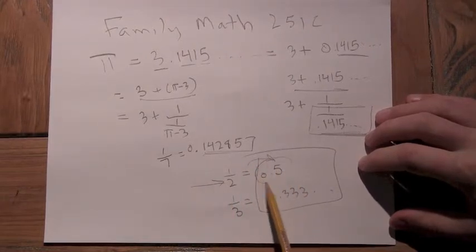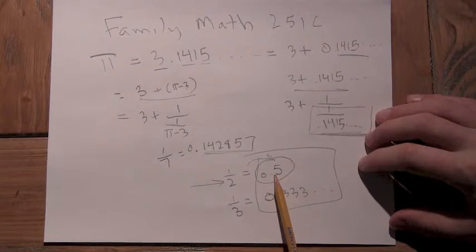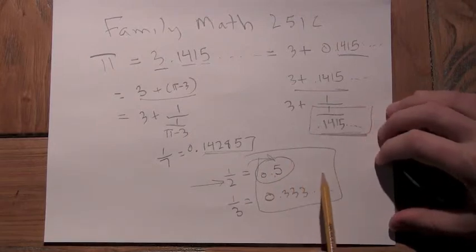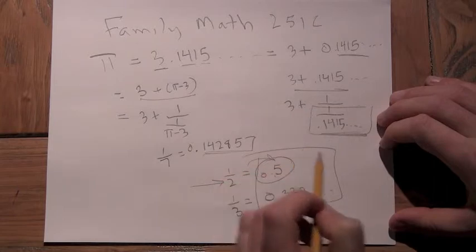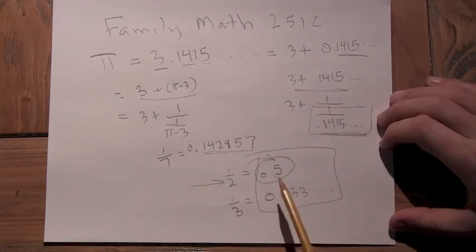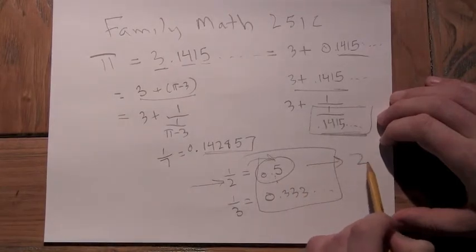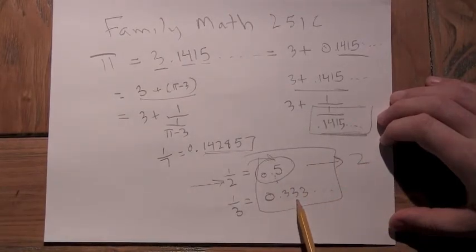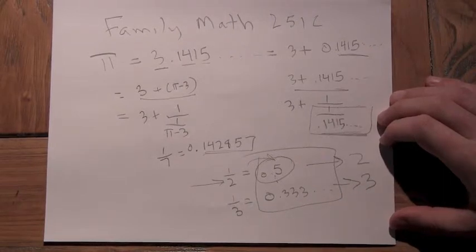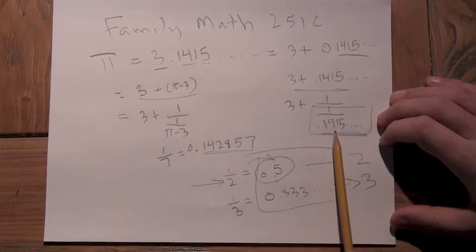So when I take the reciprocals, what's the reciprocal of 0.5? It's 2, because you have to flip. Okay, so this goes to 2 when I take the reciprocal. What's the reciprocal of 0.33333? It's 3. So the smaller one ends up being bigger, as long as they're positive. Okay. So is 1 over 0.1415 going to be bigger than 7 or less than 7? Bigger than 7. Okay.